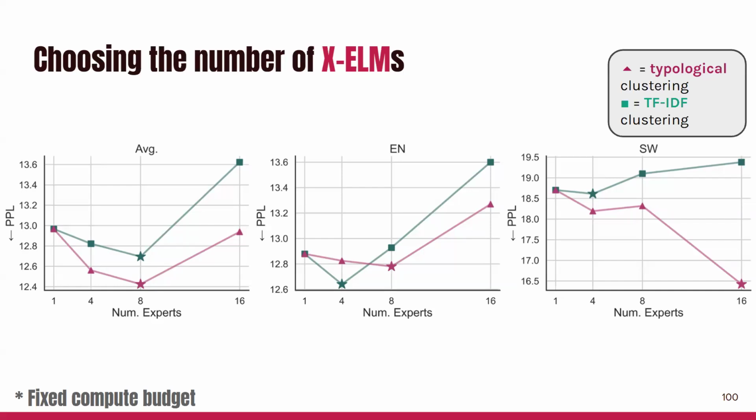Overall, we find that typological clustering performs better than TF-IDF clustering over all of these languages, though we see some exceptions. For instance, English actually performs better in the k equals 4 TF-IDF setting. And this is likely because English just has much more data available to it than all of the other languages. And so it can train on more data in that setting. And we find that Swahili actually performs best in the monolingual setting where it's given its own expert. This is likely because Swahili is pretty unrelated to any of the other languages we train on. It's a Niger-Congo language, and it's the only language from that family or Africa that the X-ELMs are trained on.